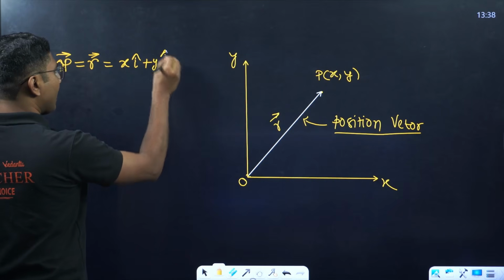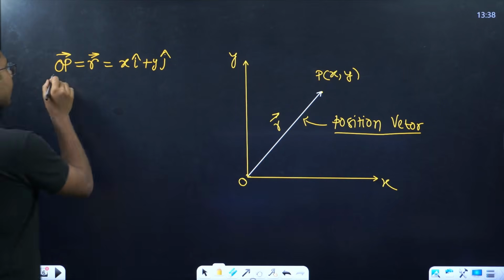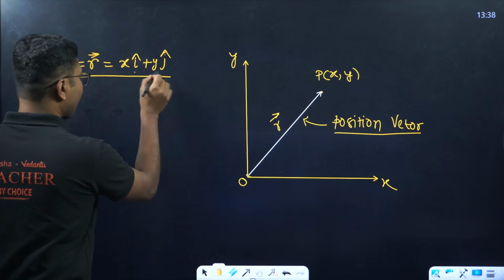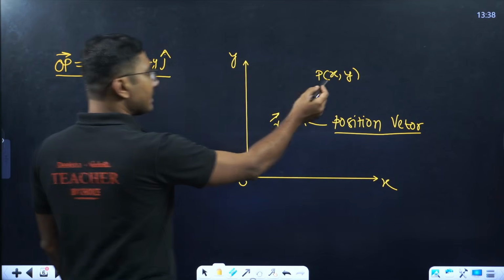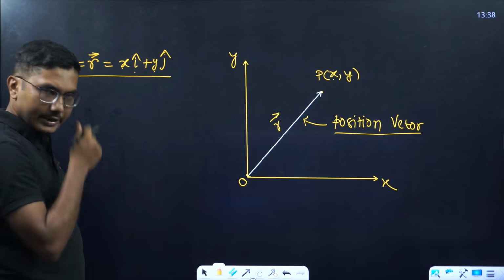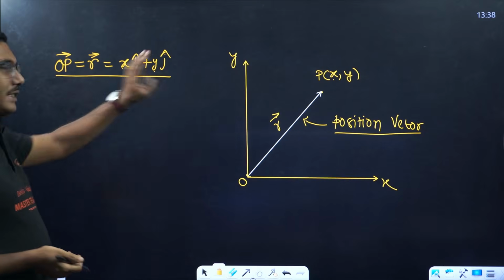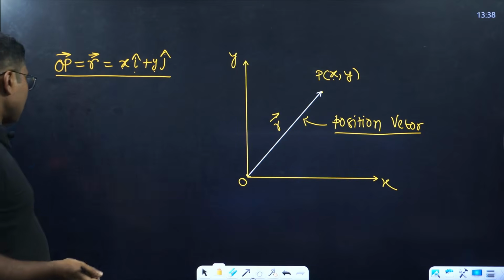Now what are i cap and j cap and k cap, we will see. So this is how we generally denote a position vector. I will explain what is i cap and j cap. Basically it is x and y. So this x coordinate and y coordinate is taken, we multiply with two vectors, i cap and j cap. I will explain what these are in a second.